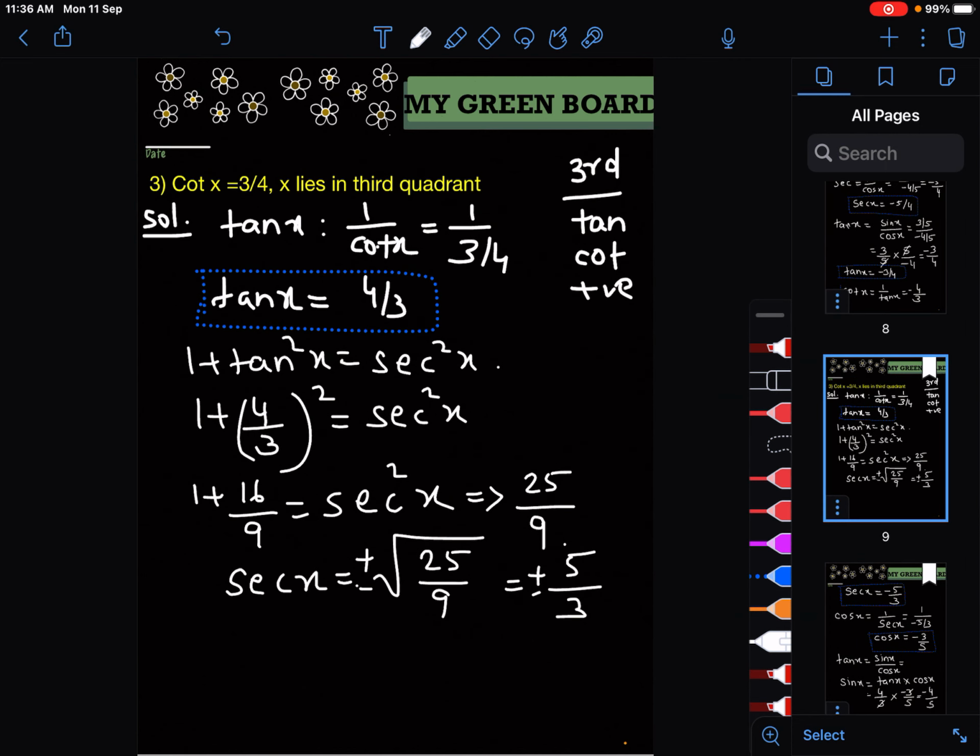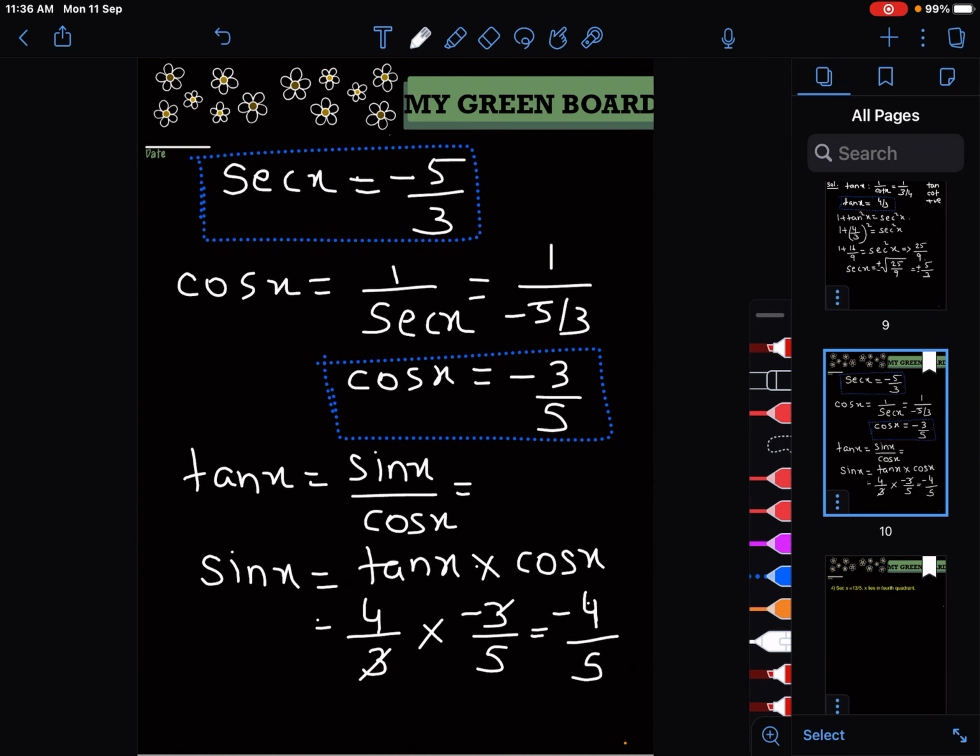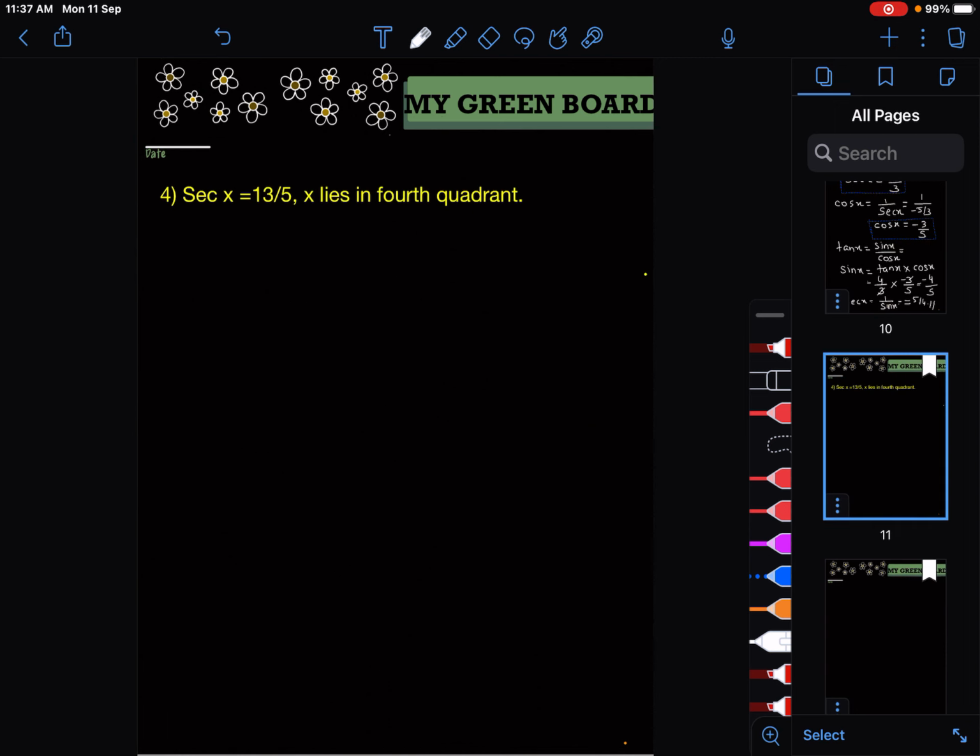Okay. Now, so the values of everything we have got, tan x, secant x, cos x. And the value of cosecant x also we can get: cosec x equal to 1 by sin x, which will be equal to minus 5 by 4. Okay. Got it children?